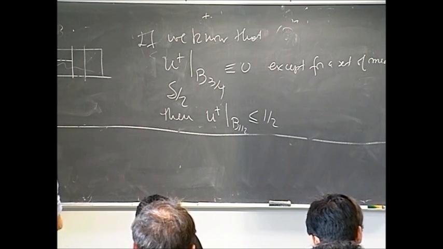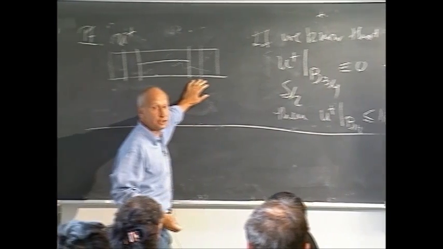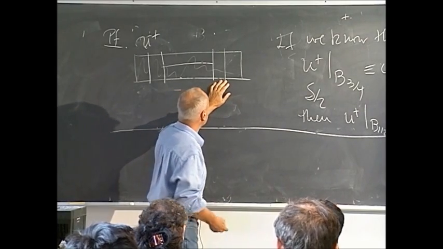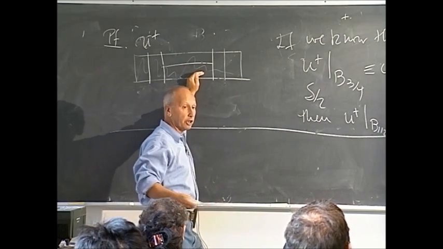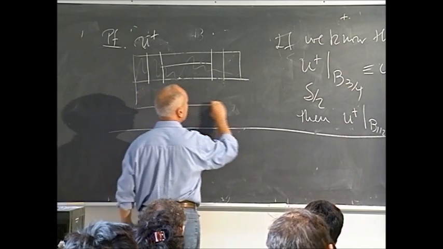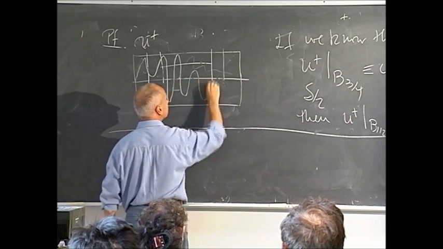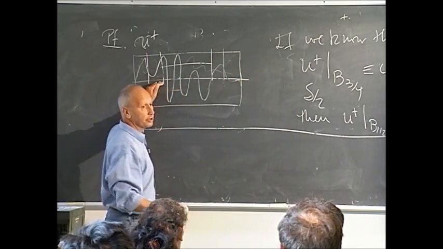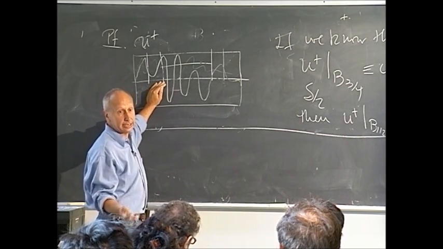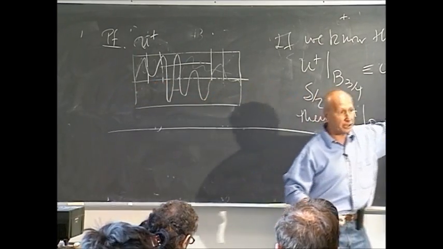So if I know that u plus is 0 in a very, very large chunk of B 3/4, then in half the ball, u has to get away from the top because of the L2 L infinity estimate. On the other hand, now I look at all of u, so it may go up and down. And I know that in the ball of radius 3/2, u is at least half of the time above 0 or at least half of the time below 0. So this is what I need to complete the proof.